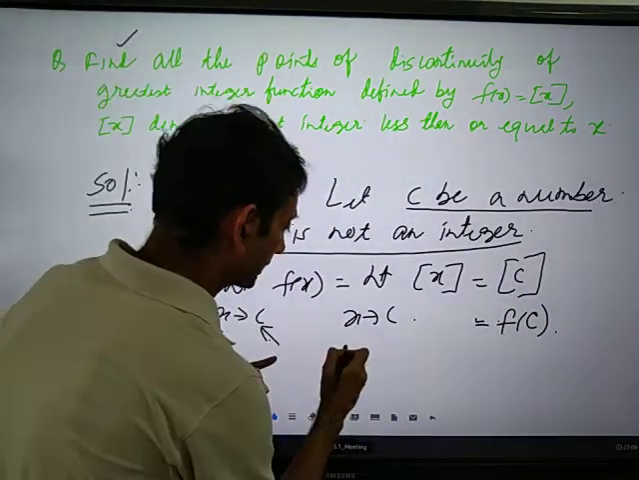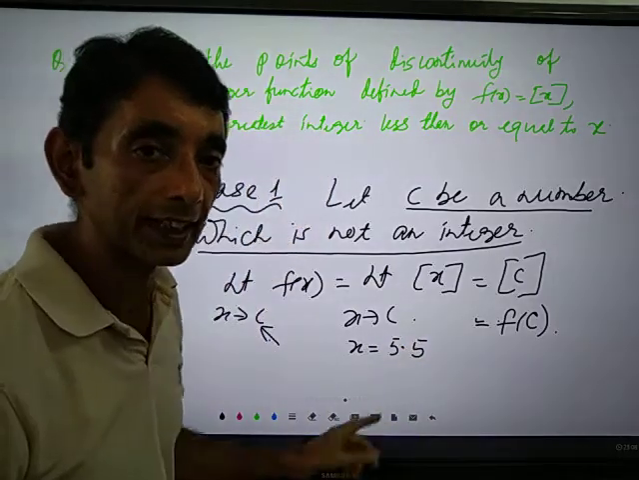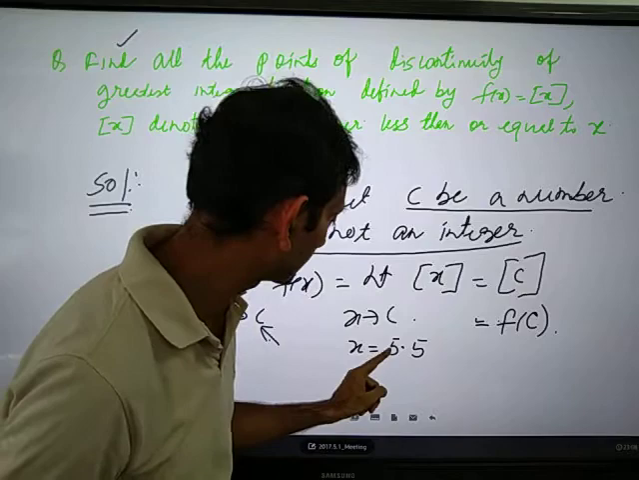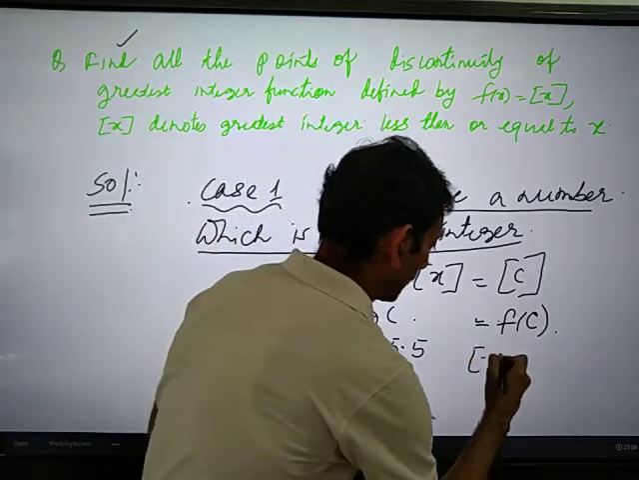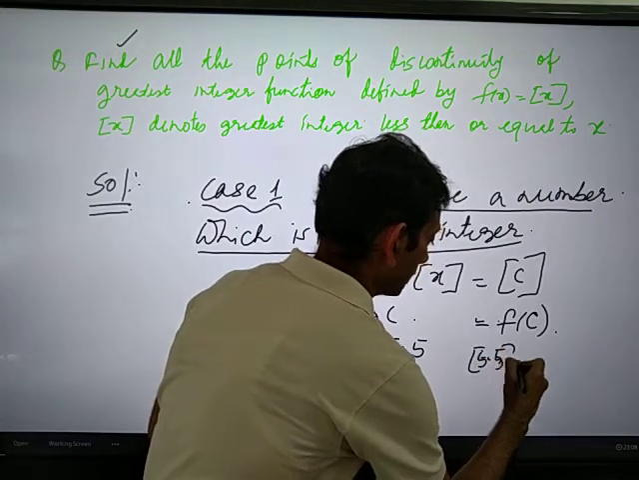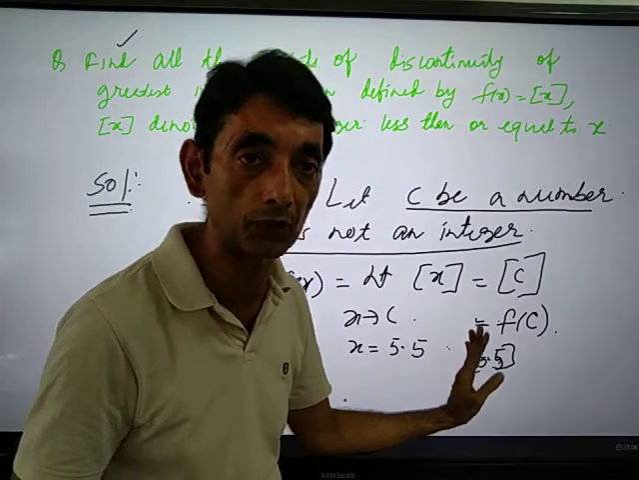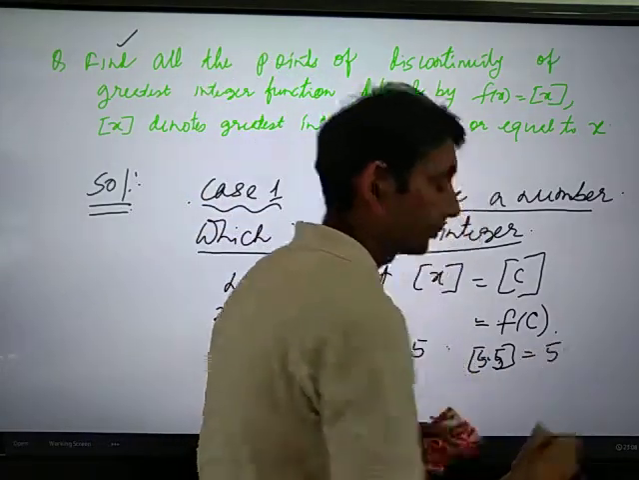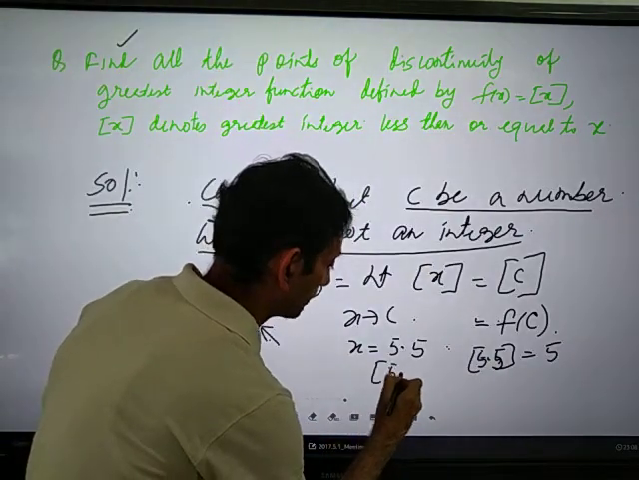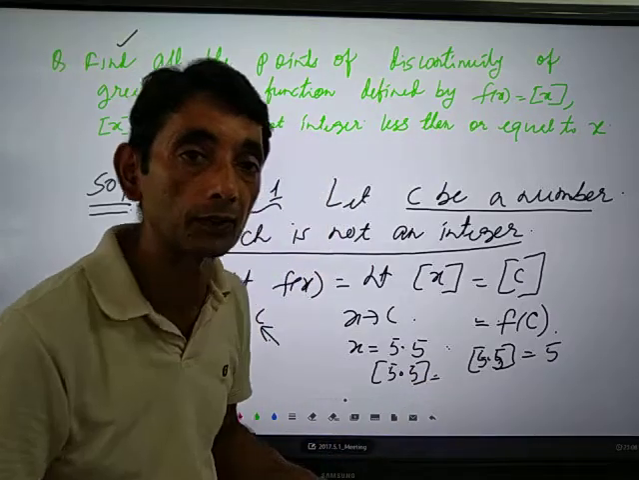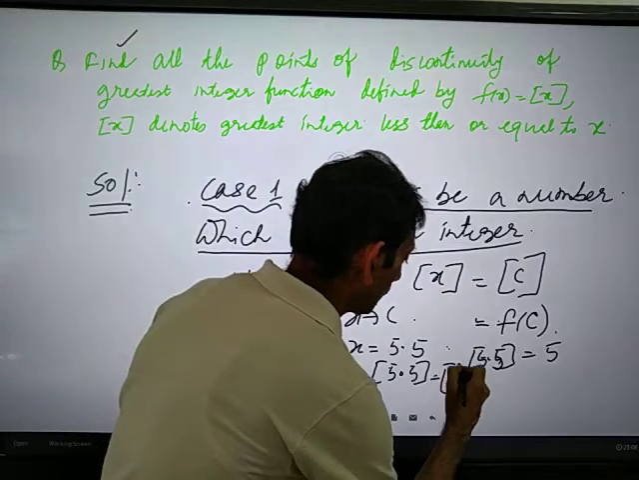For example, if you take x equal to 5.5, and you approach x equal to 5.5 from the left hand side or from the right hand side, for both cases the result is the same. If you approach 5.5 from the left hand side, the value will be slightly less than 5.5, so the greatest integer value function will be 5. And if you approach 5.5 from the right hand side, the value will be slightly greater than 5.5, so that also gives you 5.